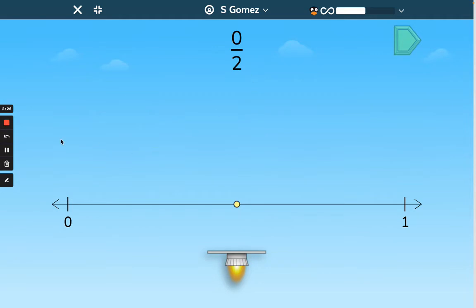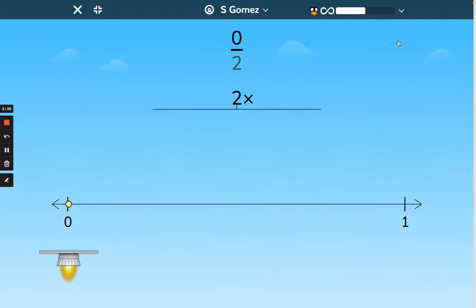0/2, remember, with the top number 0, just go straight to 0. Your other hint: when the number on the top and the bottom are exactly the same, you're going to go to 1.